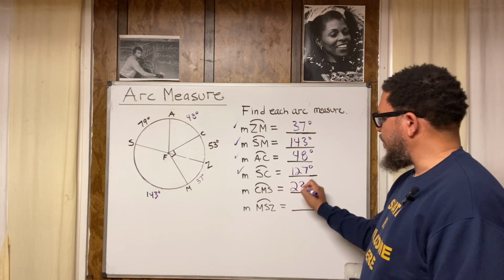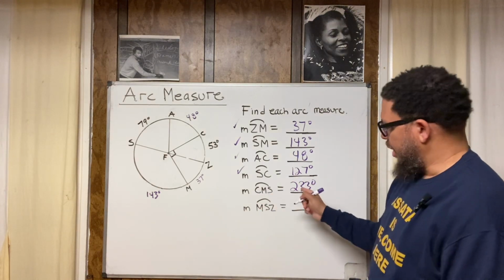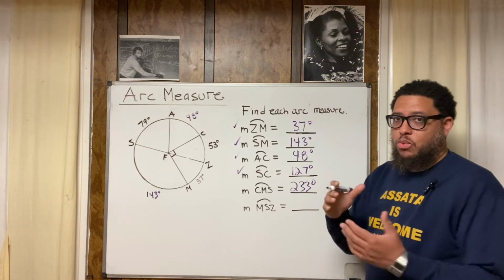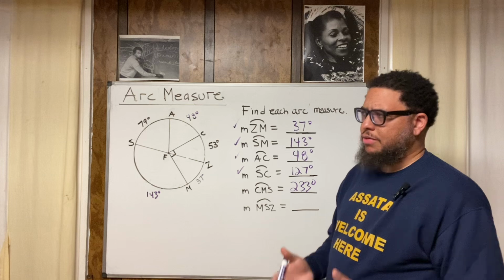So you see what happened? It's a major arc. Major arcs are described with 3 letters or 3 points. And isn't this more than 180? All major arcs are 180 or greater. If it's a semicircle, I believe it's considered a major arc.